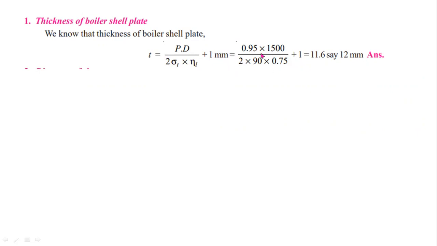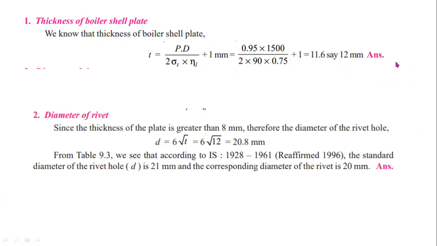So substitute all these values, and you can get the value of thickness t. t equals 11.6 mm. The rounded value is 12 mm. The thickness of the boiler shell is 12 mm.